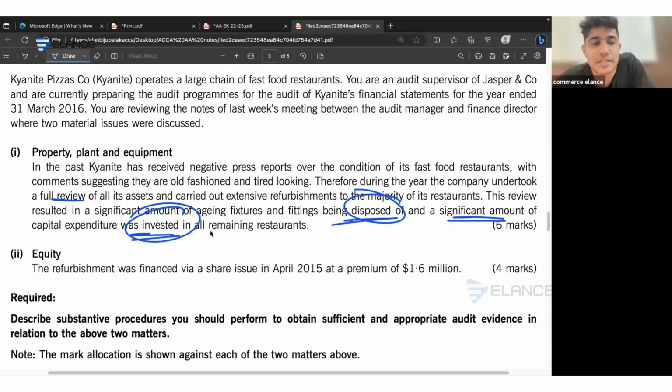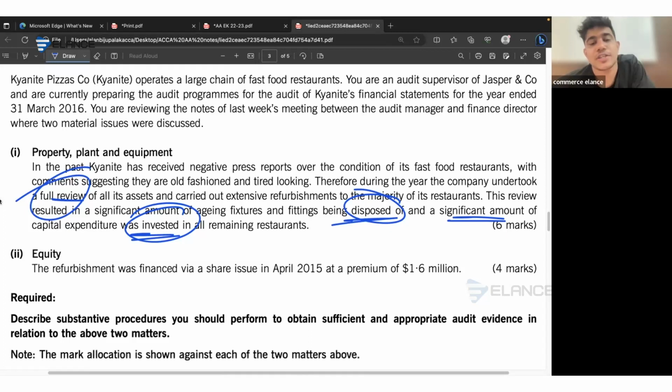There are some students who will read the scenario very well, and they will write revaluation of PP's point by looking at the term review. Well, we know that review and revaluation of assets is entirely different. Then there are some students who will write the procedures in relation to disposal only. There are some students who will write the procedures in relation to additions alone, but you will be getting full marks only if you write proper procedures in relation to addition of assets and disposal of assets. If a student has given answers for both of these, then they will be able to get sufficient marks for this question. Then what about the other one?